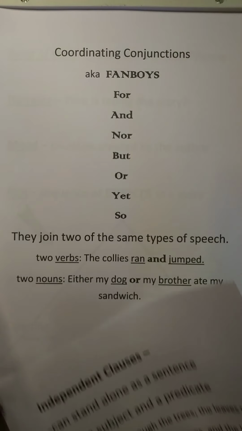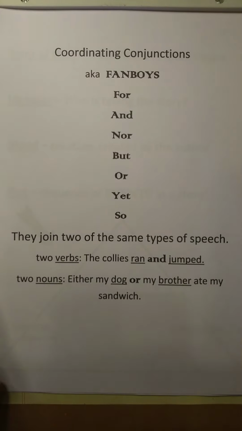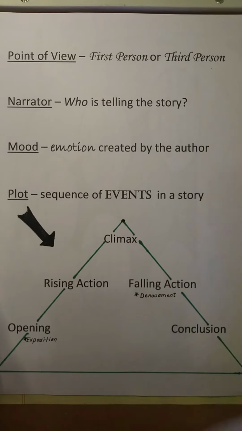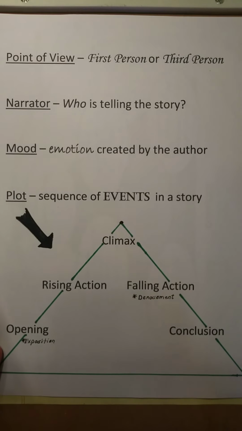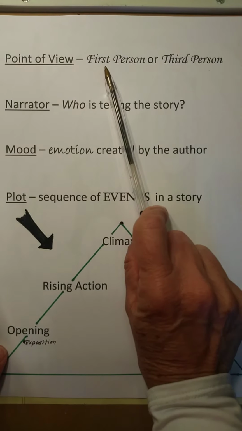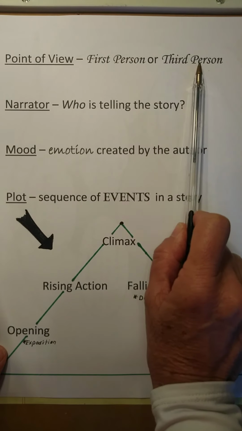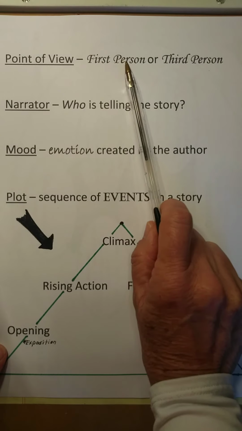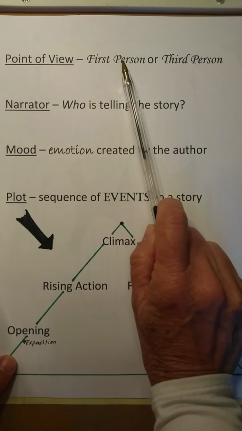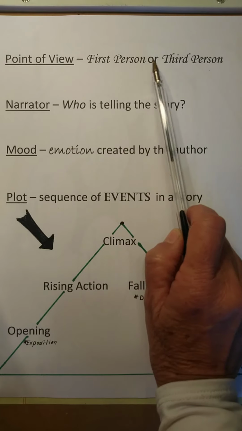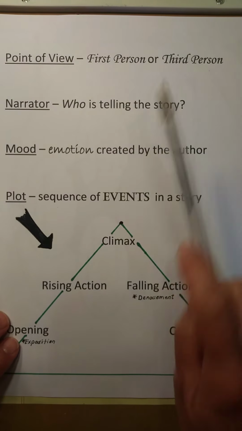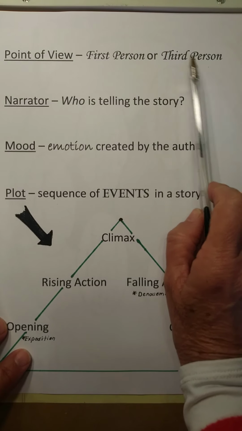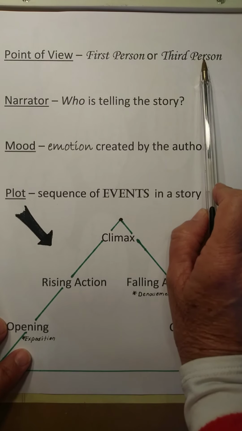So let's review point of view. We've done that. Remember, point of view can be most often first person or third person. First person means it's the person telling the story about themselves: I did this, I did that, he said that to me, etc. Third person is a narrator that is outside of the story watching or telling about: he did that, she did that, then they did this, etc.